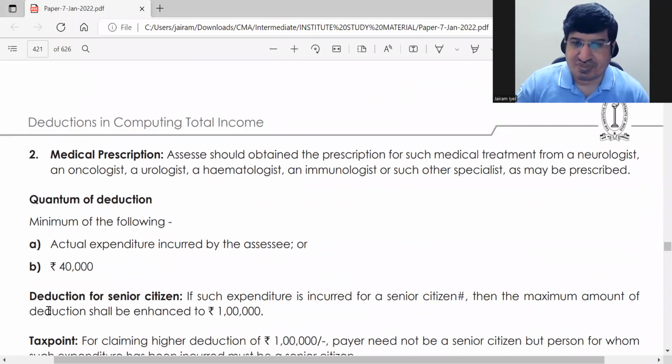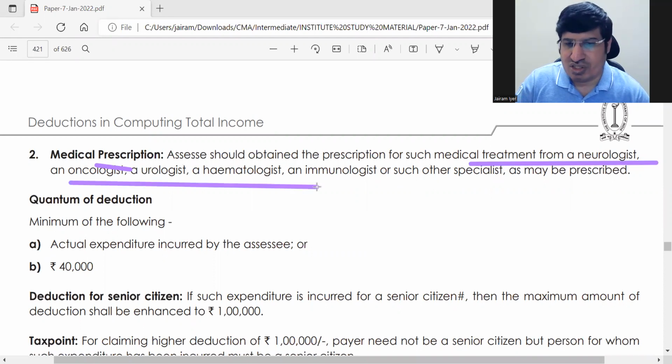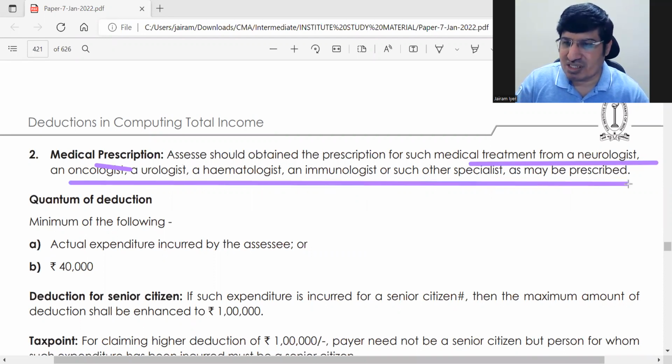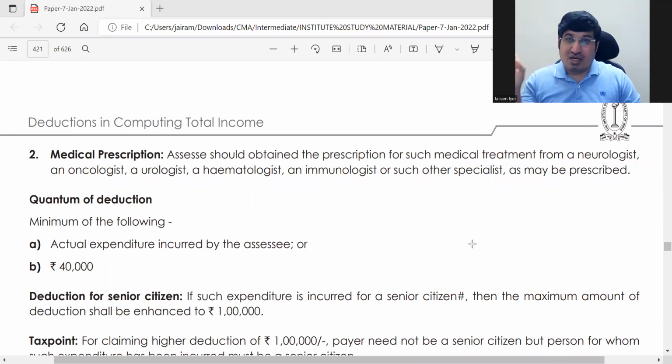So then here you need to have a medical prescription for medical treatment from a neurologist, oncologist, all these specialists. So just remember that you need to have a medical prescription from a specialist. That much will be given to you. If Rule 11DD comes, then just think that it is within, so you can apply this section 80DDB.